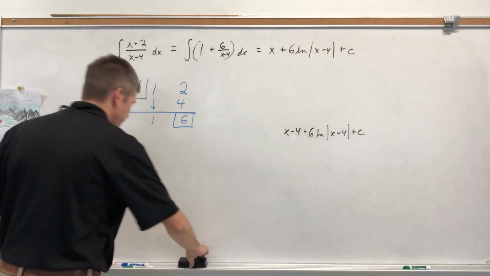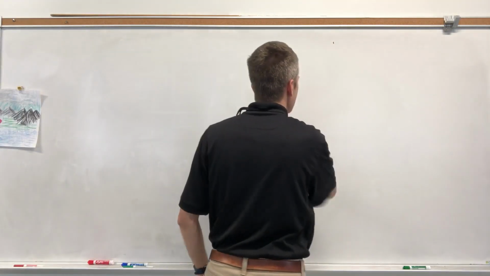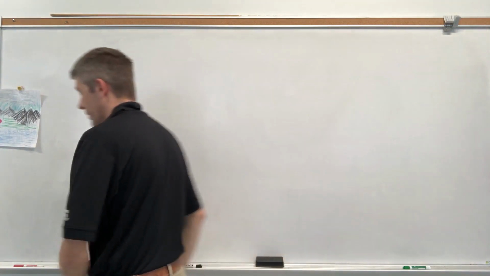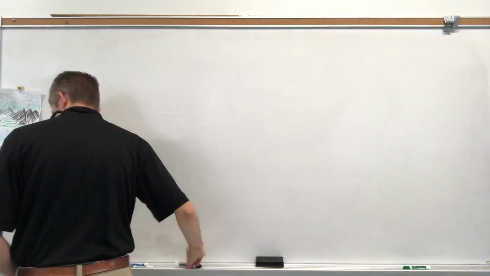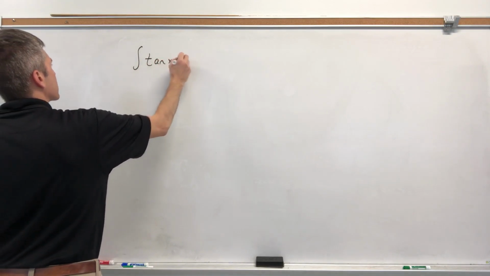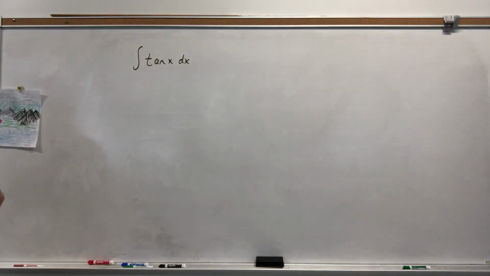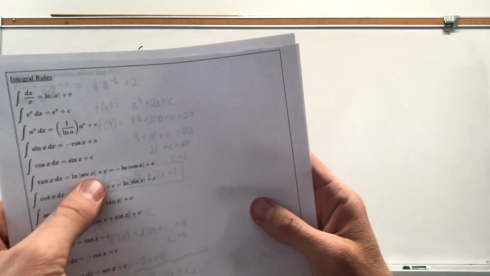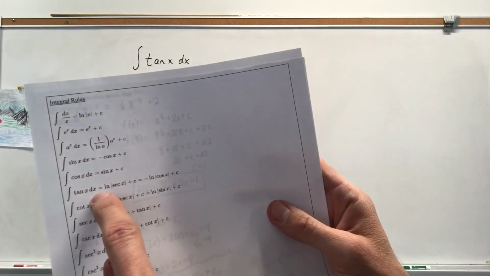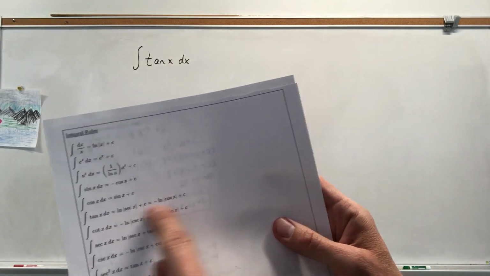Okay, next problem. Last one on these notes is lovely. I'm actually going to go ahead and point you to the answer. Let's write the problem first. Integral of tangent x dx. Integral of tangent, something good to memorize. It's this: natural log of secant x plus c, or negative natural log of cosine. I want to talk about why it could be either one, and we're going to get to that in the process of this.